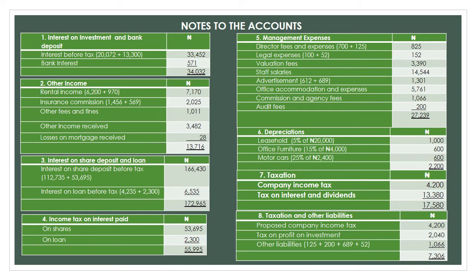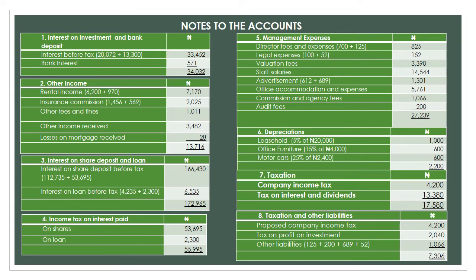Now the next item is income tax on interest paid. If you go to additional information F, you have income tax on deposit interest, that's on loan, so it's 2,300. Then on shares it will be 53,695. The total of which is 55,995.